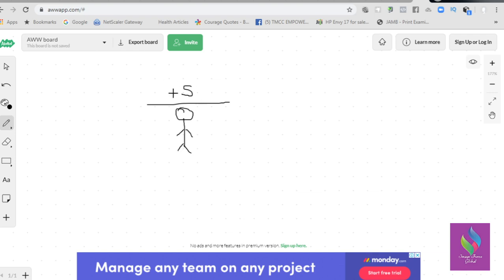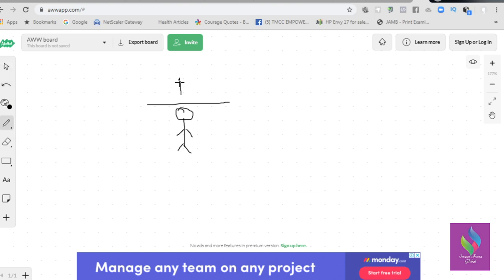Is this support? I'm not seeing comments, but you should be able to understand that this is not a support. This is actually a resistance, okay?